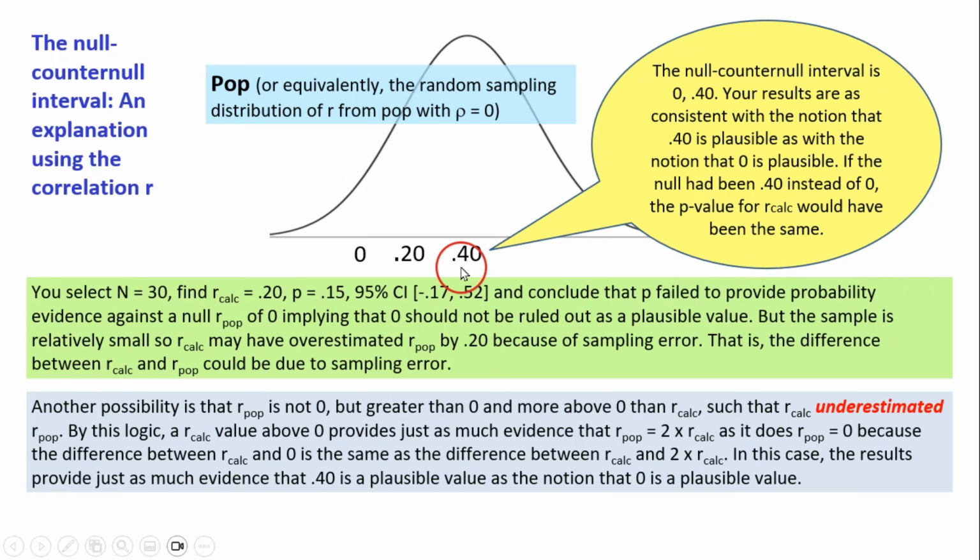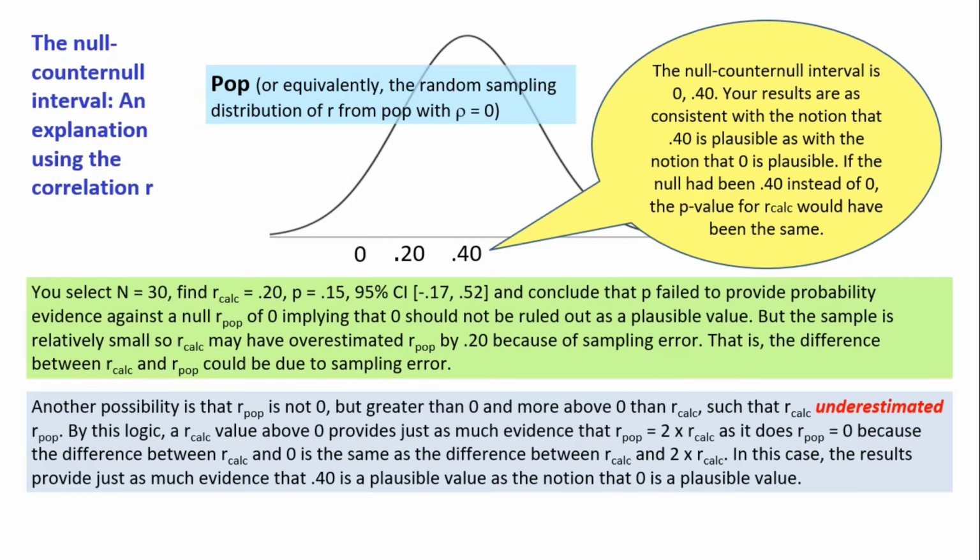So if you notice here, the null counter null interval is 0 to 0.4. It's basically double the R observed value. And here's your confidence interval here. So you can see that the null counter null interval fits inside the observed confidence interval here. So the point of the matter is that you shouldn't always necessarily focus on the negative, if you will, okay? Because it's possible that the population correlation isn't 0, but it's actually 0.4.